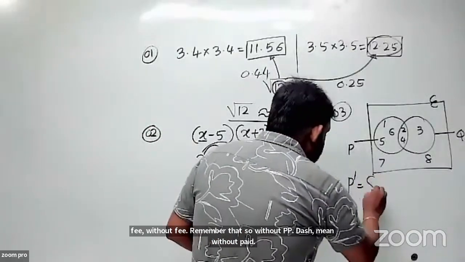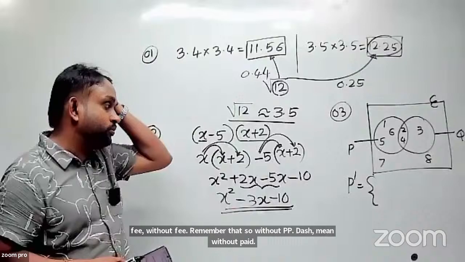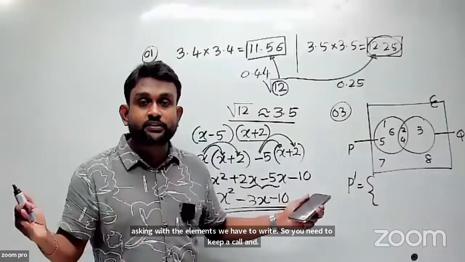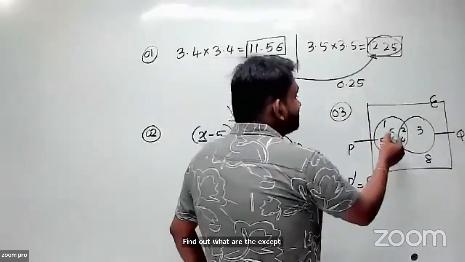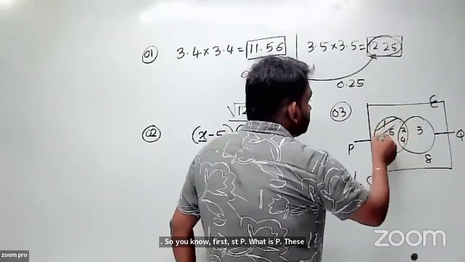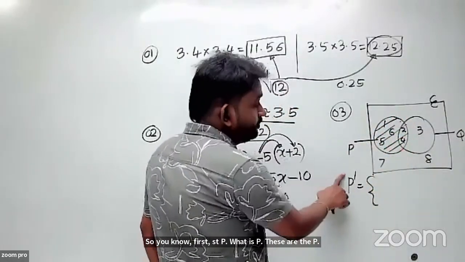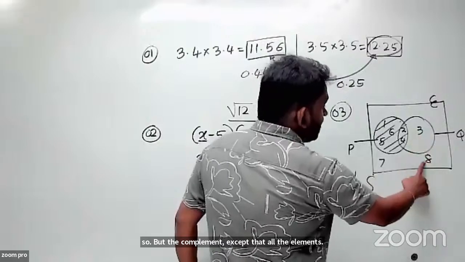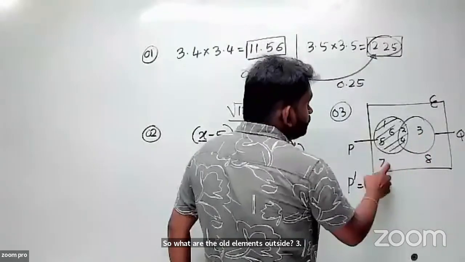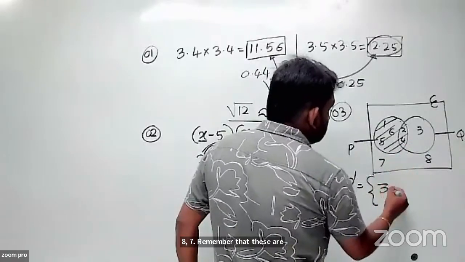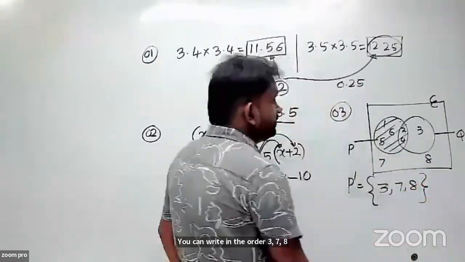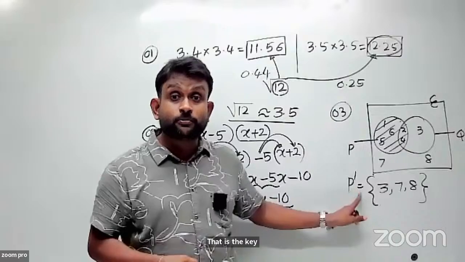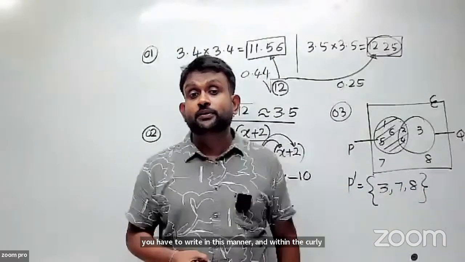So what are the elements? They're asking us to write the set with its elements. So you need to keep curly brackets and find out the elements except P. First, what is P? These are P, right? But P complement means all the elements except those. So what are all the elements outside? 3, 8, 7. Remember that these are also except P elements. You can write in the order 3, 7, 8. That is the P complement, but to understand better, you have to write it in this manner: P dash equals, and within the curly brackets write the elements, because that is a set.